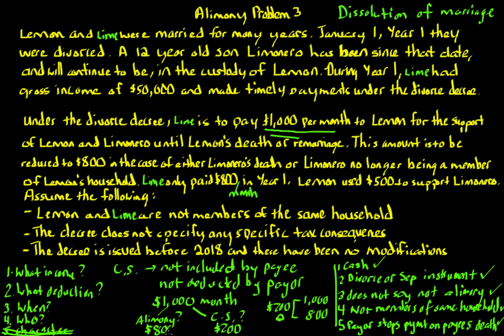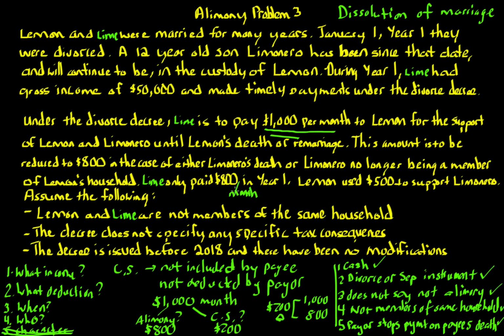So that's how we break that up. $800 is alimony, and $200 is considered child support. Now, that's if Lime is paying $1,000 per month. But here, Lime is only paying $800 per month.